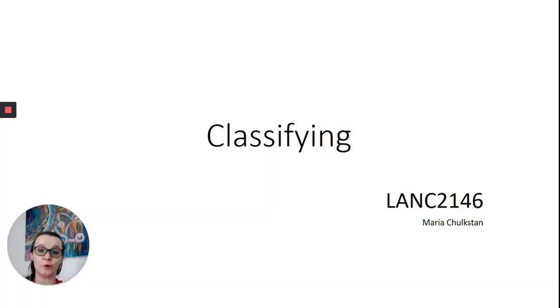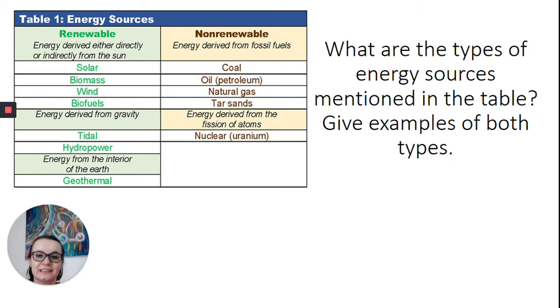Hello, hello, hello. Today we're going to discuss how to classify things in academic writing. And here we go. So take a look at this table about energy sources. What are the types of energy sources mentioned in this table? And can you think of examples of both types?